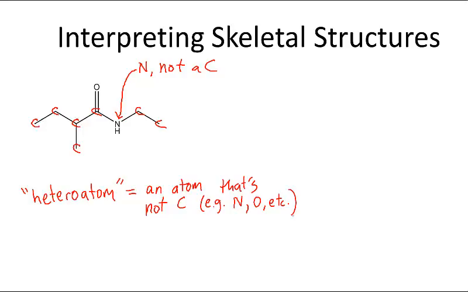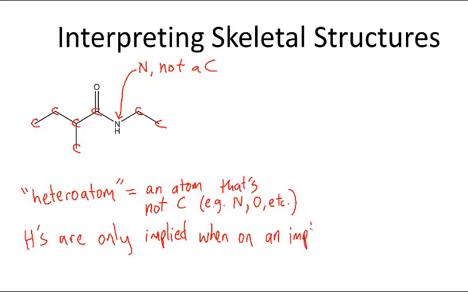The key point is hydrogens are going to be implied only when there's an implied carbon. So if I draw a carbon into a skeletal structure, I have to draw in the hydrogens that are on that carbon. So H's are only implied when they're on an implied carbon.